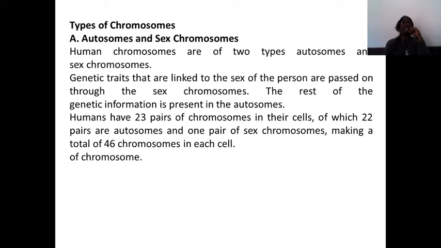Simply we say that the genes which are responsible for the body character are present on those chromosomes which are termed as autosomes. While the genes which are responsible for the sex character and sex diseases are present on those chromosomes which are termed as sex chromosomes. Humans have 23 pairs of chromosomes in their cells, of which 22 are autosomes and only one pair is a sex chromosome. Together this is nothing but 46 chromosomes present in a single cell.